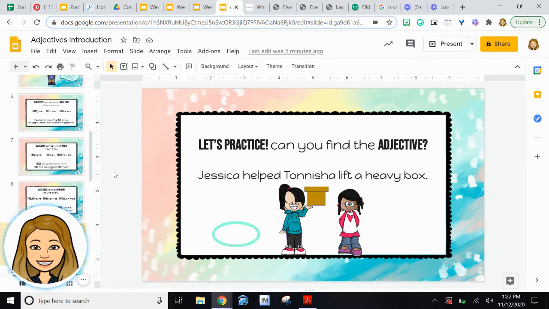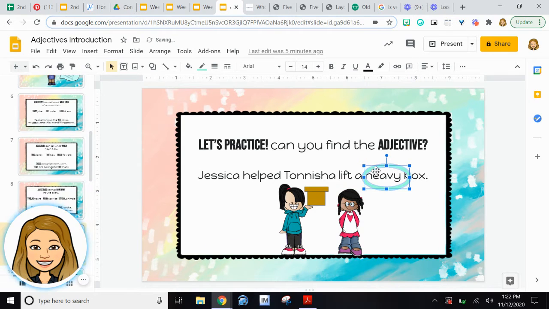Sometimes you might have to read your sentences a couple of times to fully understand which one it is. I'm going to read this one again. Jessica helped Tanisha lift a heavy box. So heavy is the adjective because it's describing what the box is like.